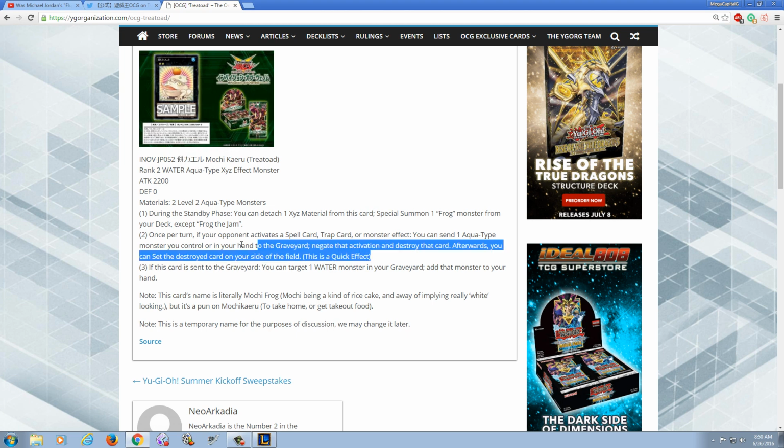And effect number 2 actually works with effect number 1, because if you don't have any other monsters to pitch from your hand or on your field, well, technically you'll always have this guy. He can pitch himself, you know what I mean? So this guy should always take down at least one card with them.